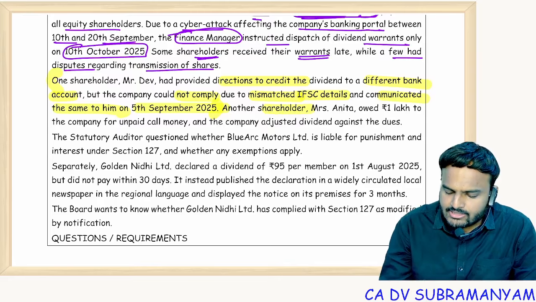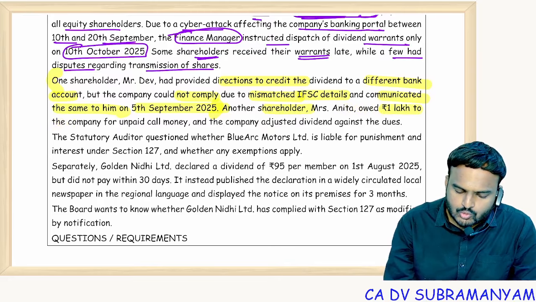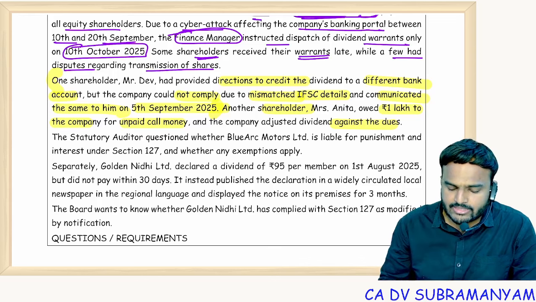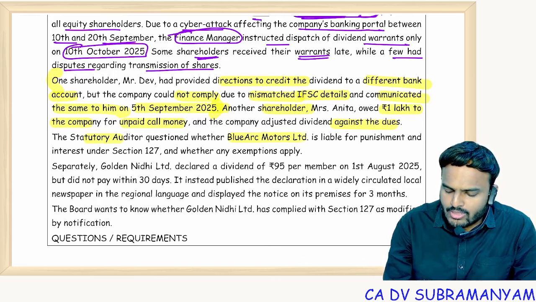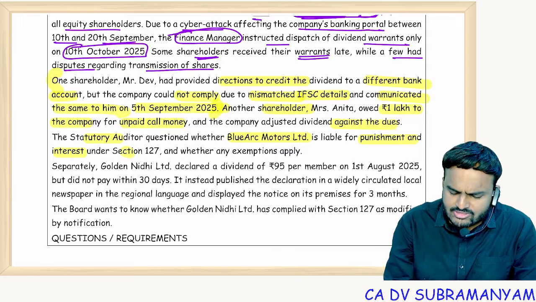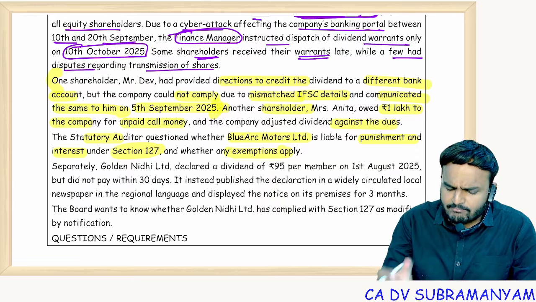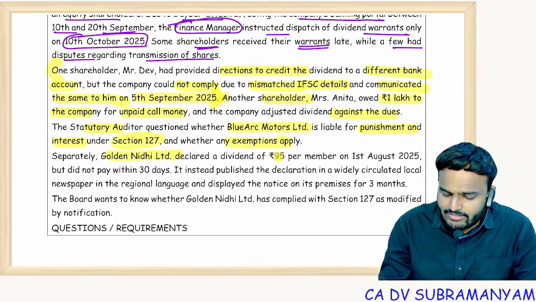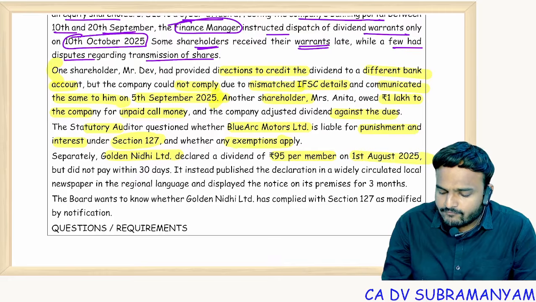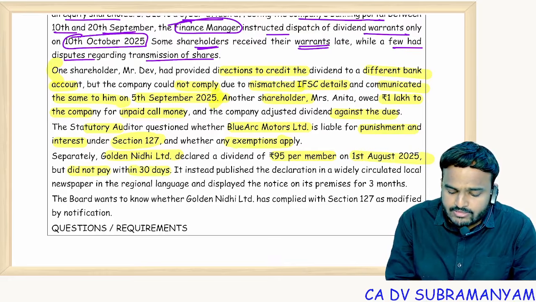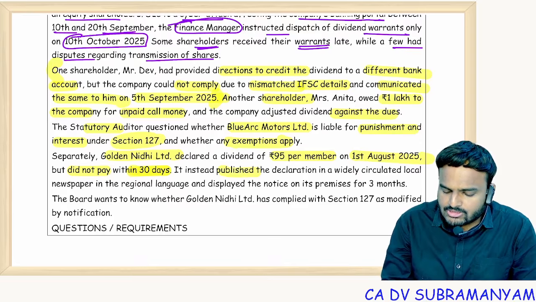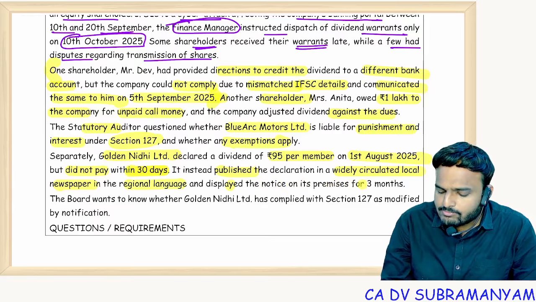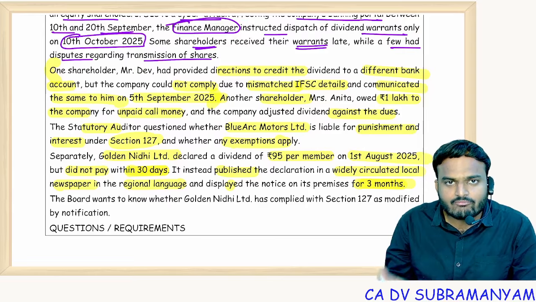Let's see. Another shareholder, Mrs. Anita, owed 1 lakh to the company for unpaid call money, and the company adjusted the dividend against the dues. Lawful adjustment. The statutory auditor questions whether Blue Arc Motors Limited is liable to the punishment and interest under section 127 or whether any exemptions are applicable. Separately, Golden Nidhi Limited, a Nidhi company, declared a dividend of 95 per member on 1st August 2025 but did not pay within 30 days. It instead published the declaration in a widely circulated local newspaper in the regional language and displayed the notice on its premises for 3 months. Correct. These are the requirements for a Nidhi company.